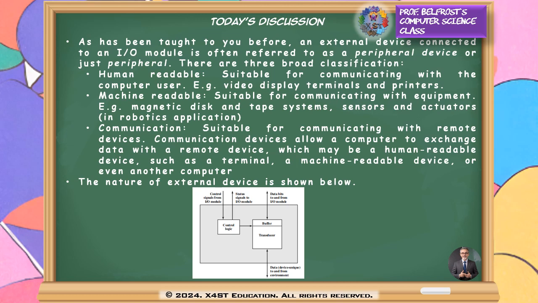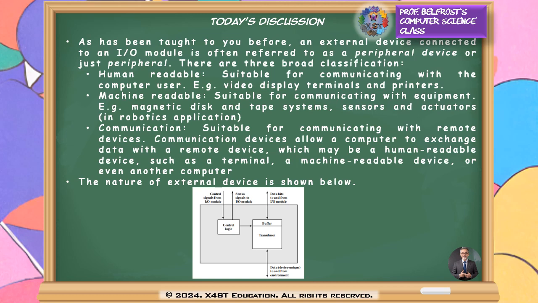The second one is machine readable, which is suitable for communicating with equipment, for example, magnetic disc and tape systems, sensors, and actuators when you use them in robotics applications. And the third one is communication, which is suitable for communicating with remote devices. These communication devices allow a computer to exchange data with a remote device, which may be a human-readable device, such as a terminal, a machine-readable device, or even another computer.